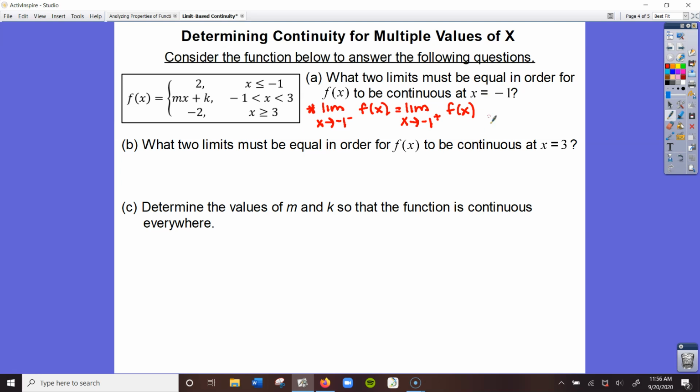Now when you look at this, it doesn't really help me do anything, but this is how we set up our answer, or rather our work. Okay, so since the limit from the left must equal the limit from the right, what I'm going to do is look at my piecewise function.